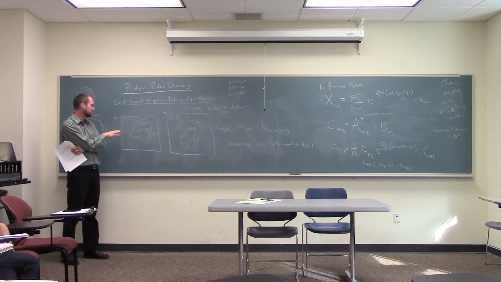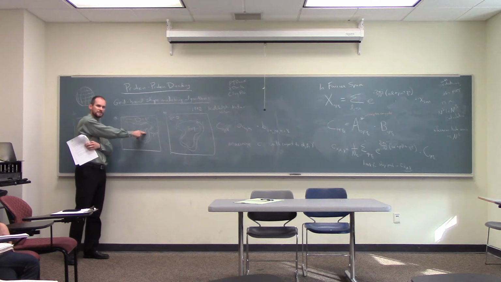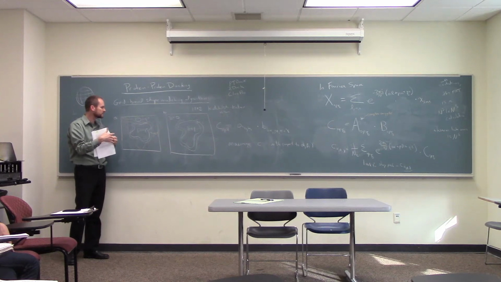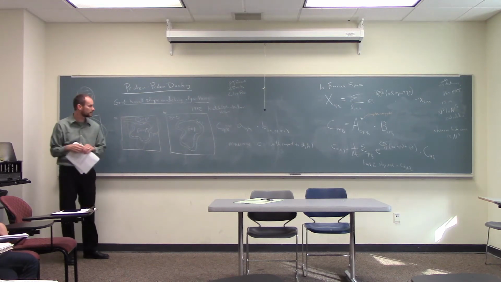Some people have played with, instead of having this be a real number, having this be a complex number, and then in the complex space you could put the charge and have it be more positive or negative, and then try and get those to be complementary. So that's made this a little bit faster.